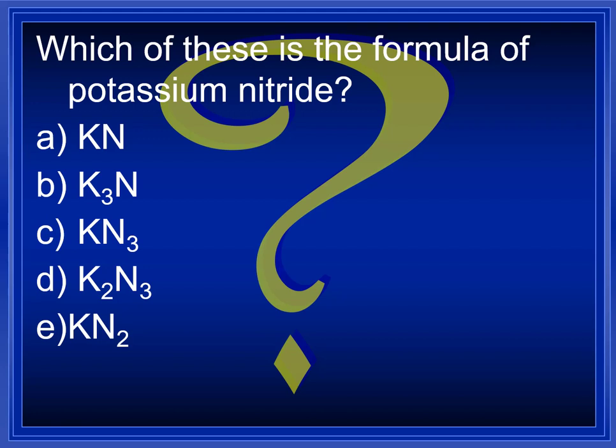Got your favorite picked? So I know it's K, I know it's N. I know K is in the first column. Always loses 1 electron, makes a 1 plus. N is in group 5A. For 5A to look like a noble gas, it would have to gain 3 electrons. So it's going to be 3 minus.